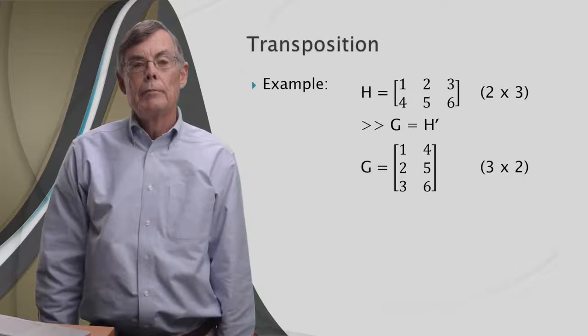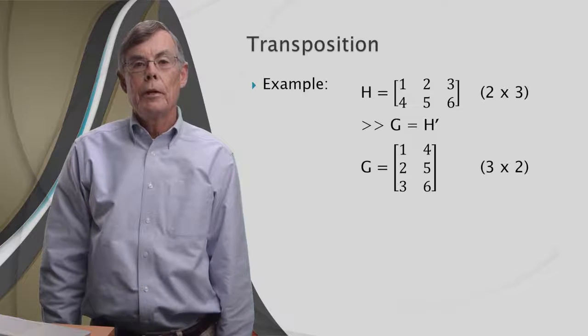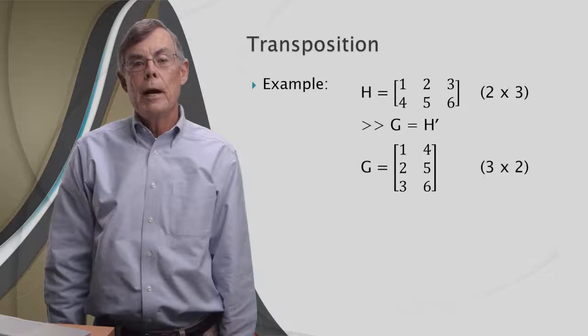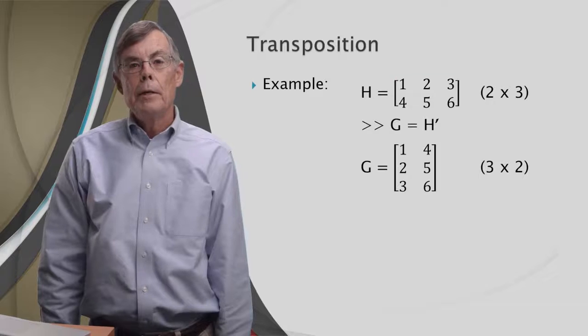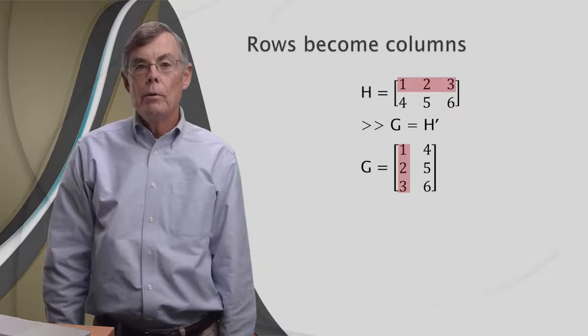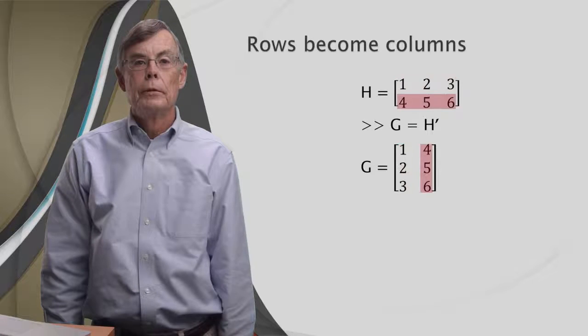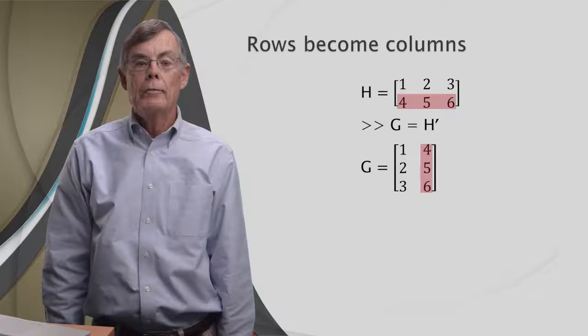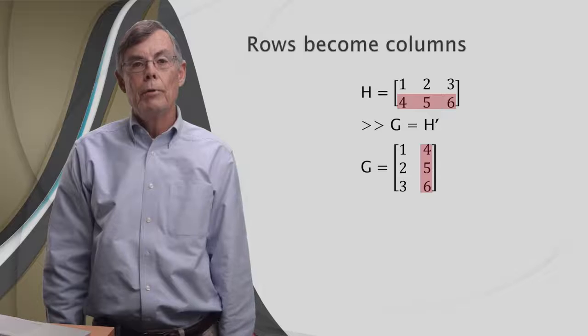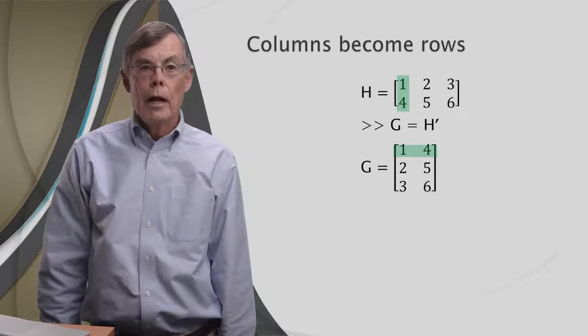Well, look at G. First thing you notice, instead of being 2 by 3, G is 3 by 2. Then you may notice that the first row of H is now the first column of G. Second row of H is now the second column of G. It changes rows into columns. And when it does that, of course, the columns become rows.